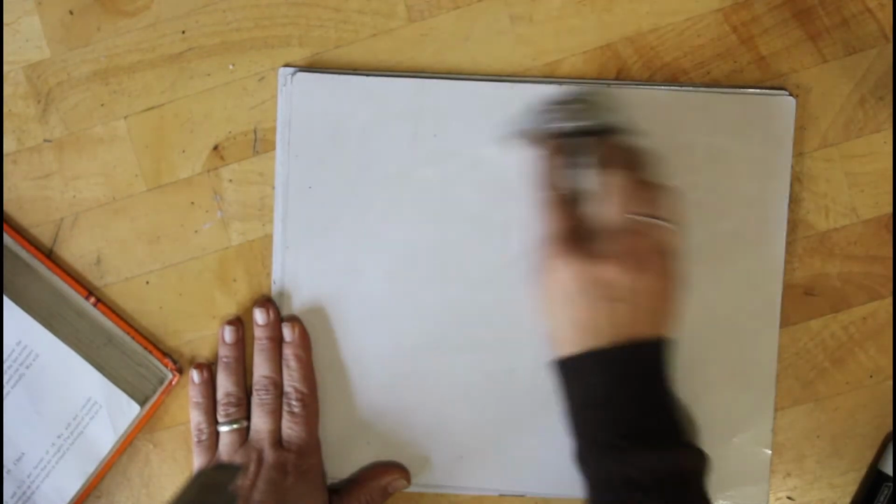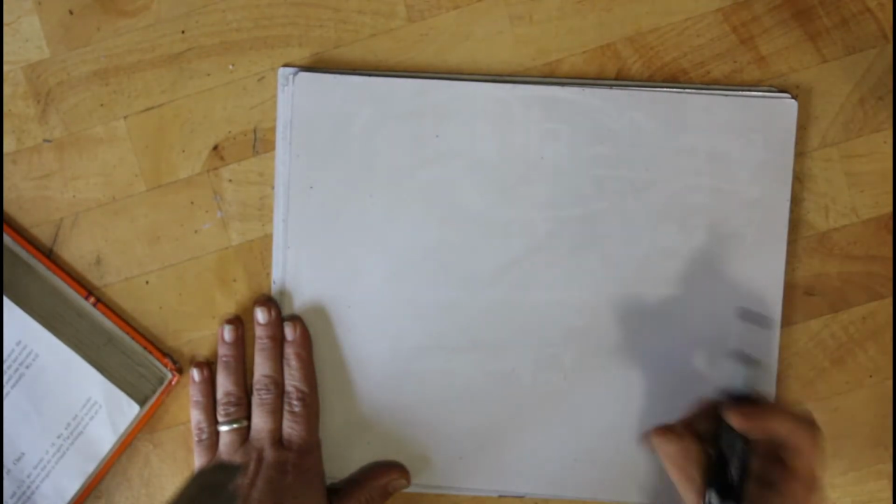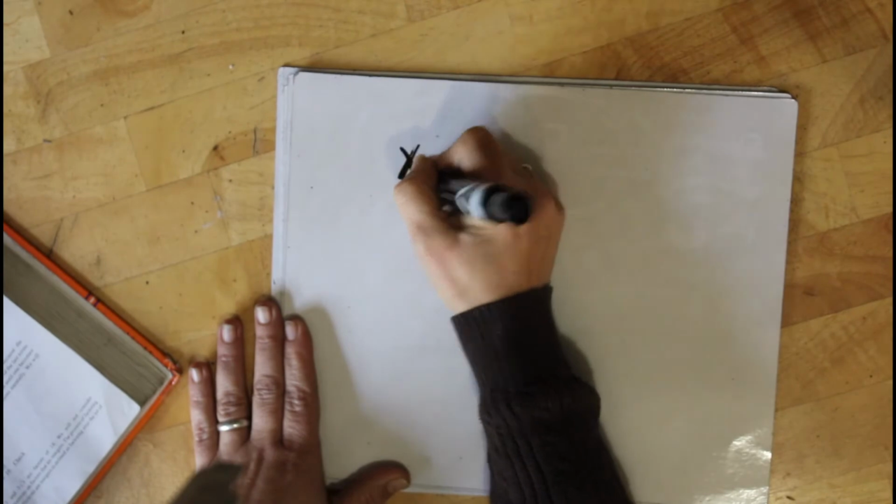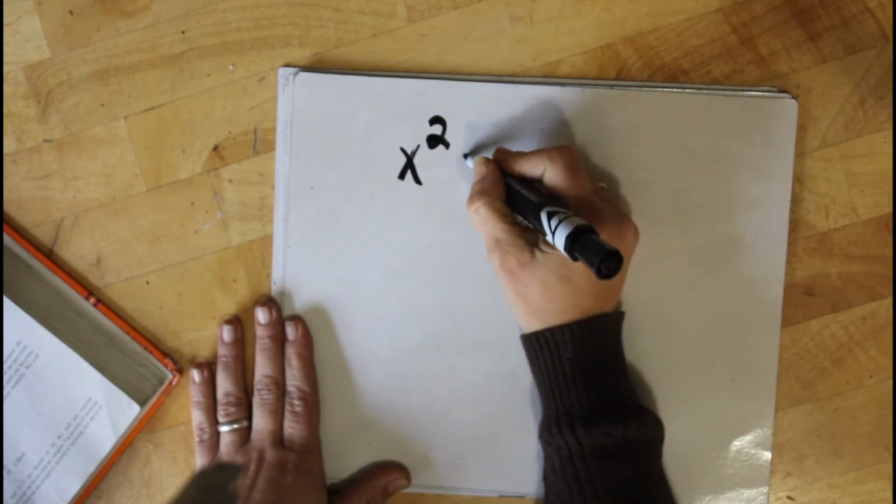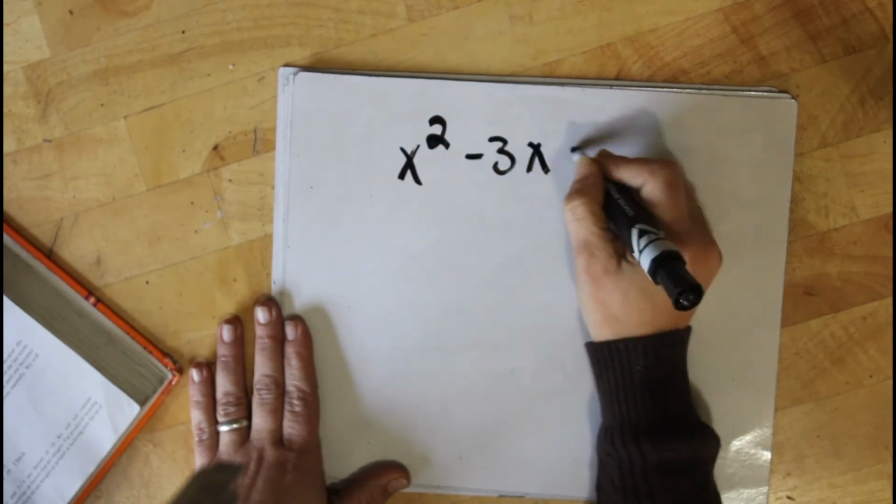All right, I'm going to do an example from the book. So it is x squared minus 3x minus 18.